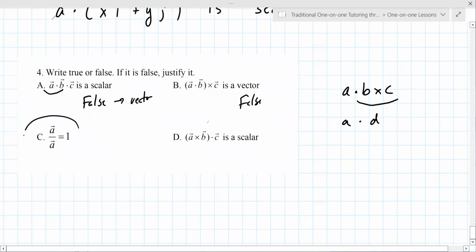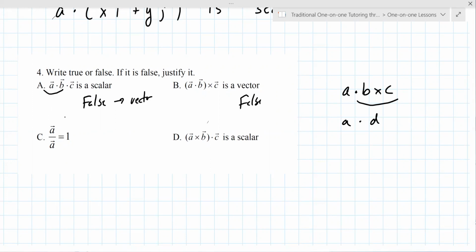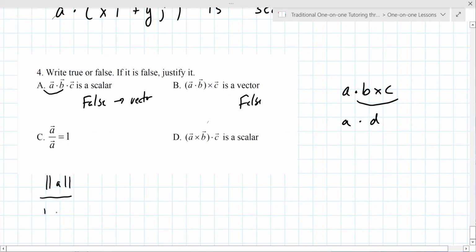Okay, what do you think about C? What's your intuition tell you about C? A vector A divided by vector A. Have you ever divided two vectors? No. No, and you actually never divide vectors. Right. So here's what is true. The magnitude of A divided by the magnitude of A is 1. But this is also false. For the same reason.